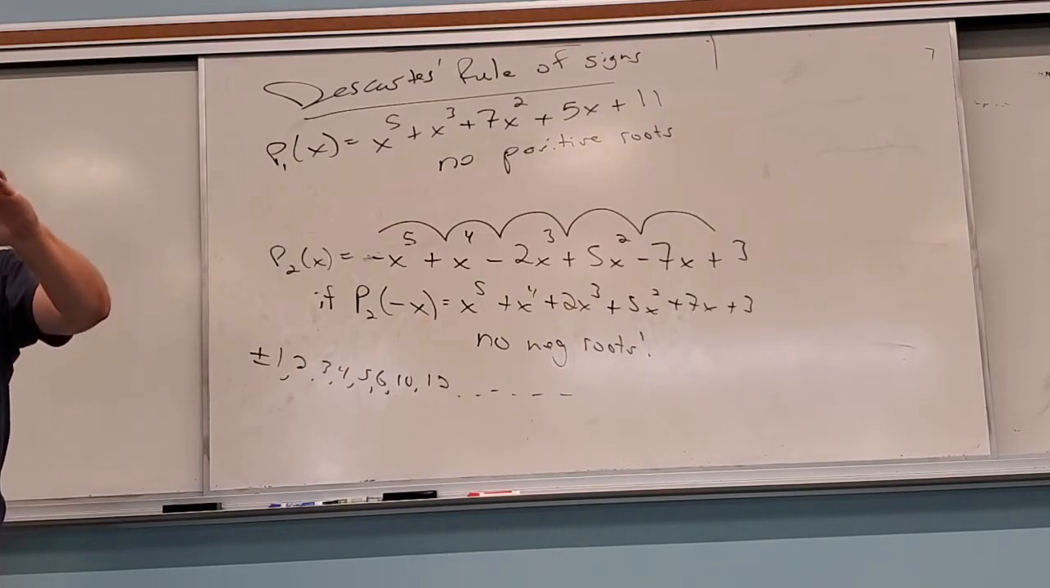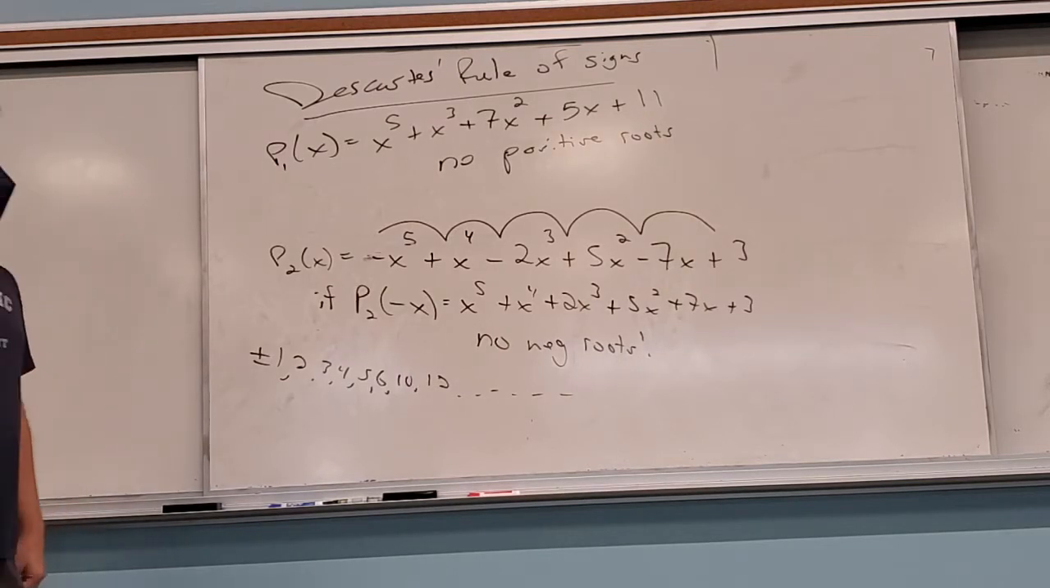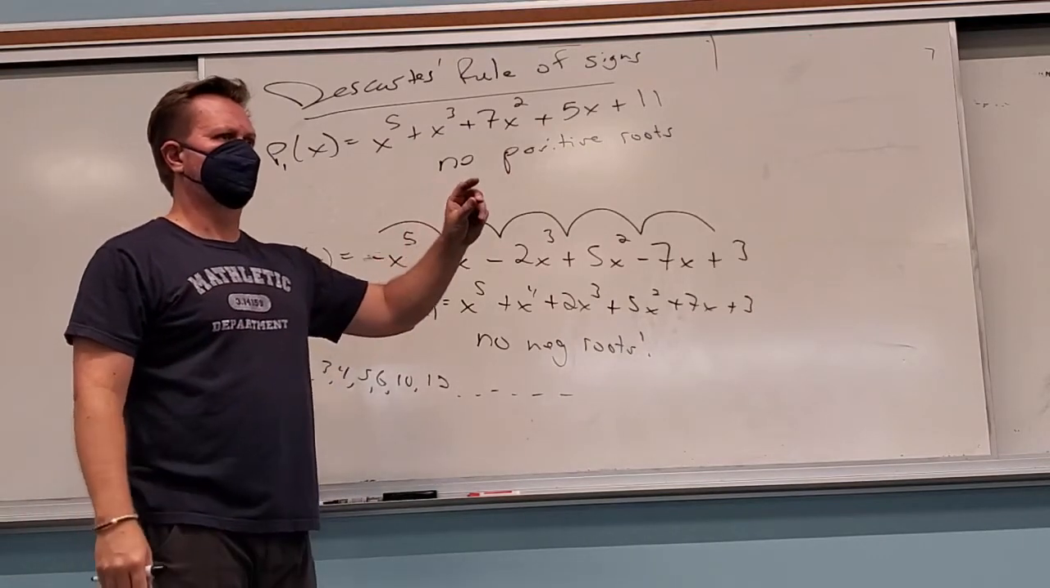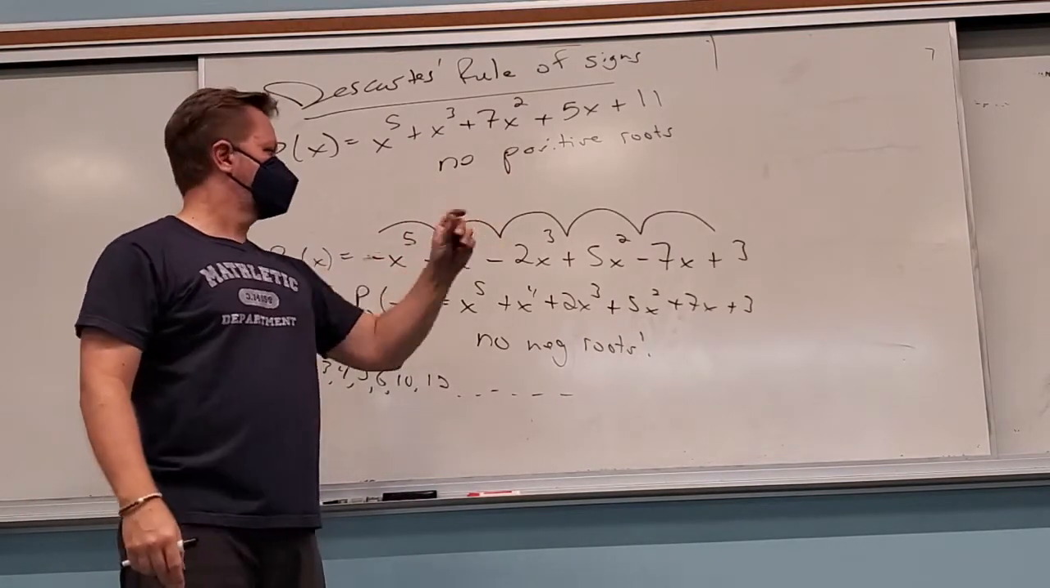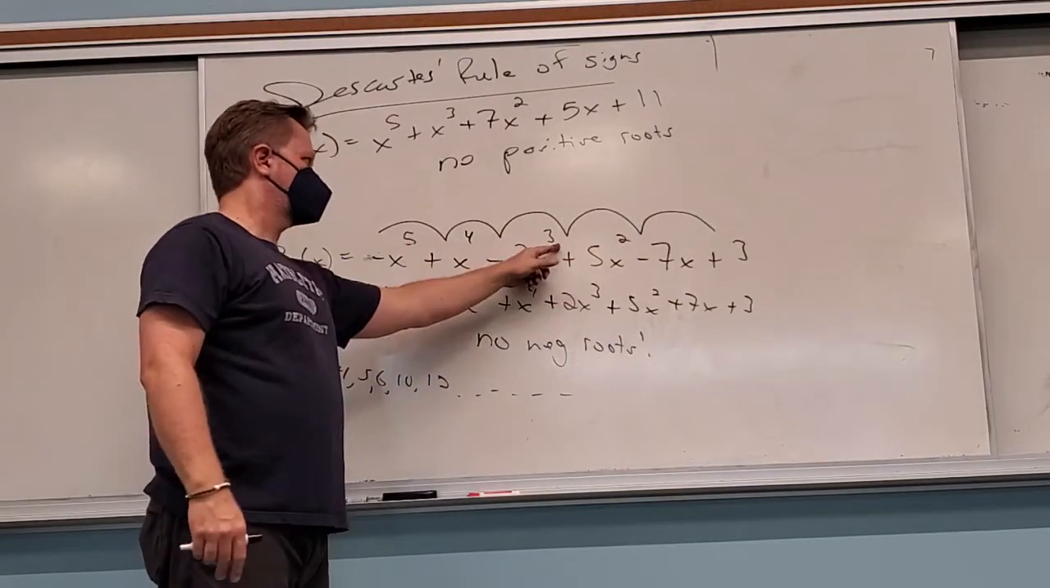Why does the x to the fourth stay positive when you put in a negative? What's a negative to the fourth power? So all the even power stuff stays the same. All the odd power stuff changes sign.